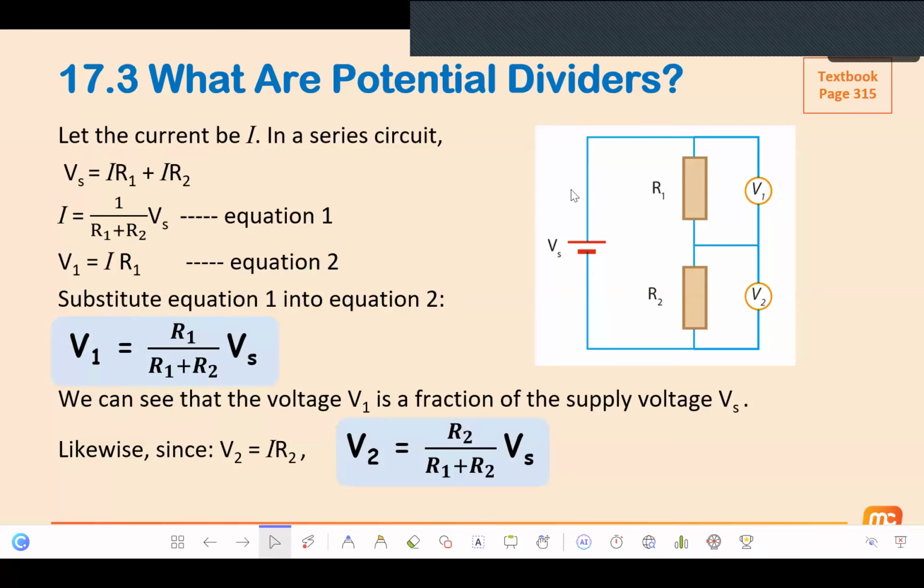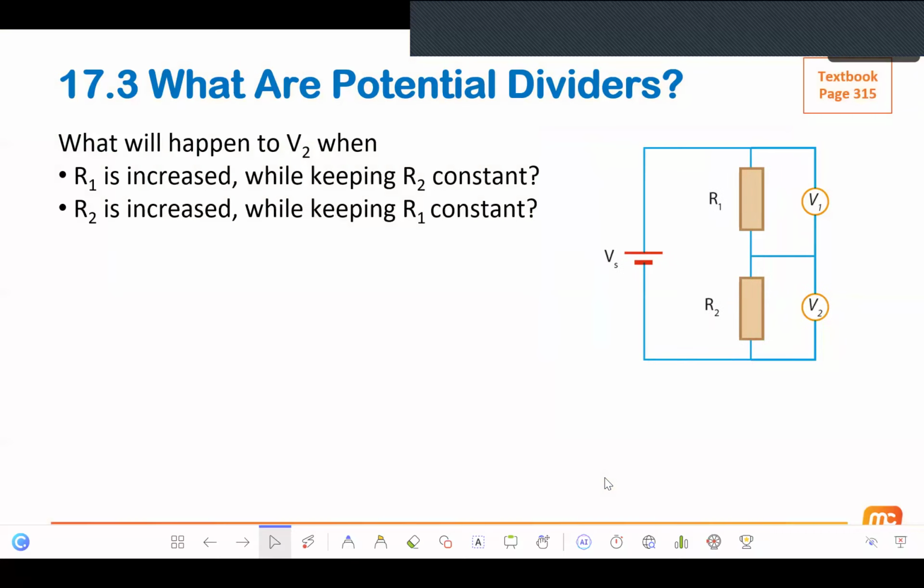I know that I need some energy to pass through R1, and the amount of energy that I need to pass through R1 for each charge will be V1. So if I want to find V1, I just take the ratio of R1 against the total resistance, R1 plus R2, and then multiply by Vs. Okay, because it's a ratio thing. And if I want to get V2, I just take the resistance of R2 over the total resistance times Vs. Again, these are the two formulas. This is the main formula for the potential divider.